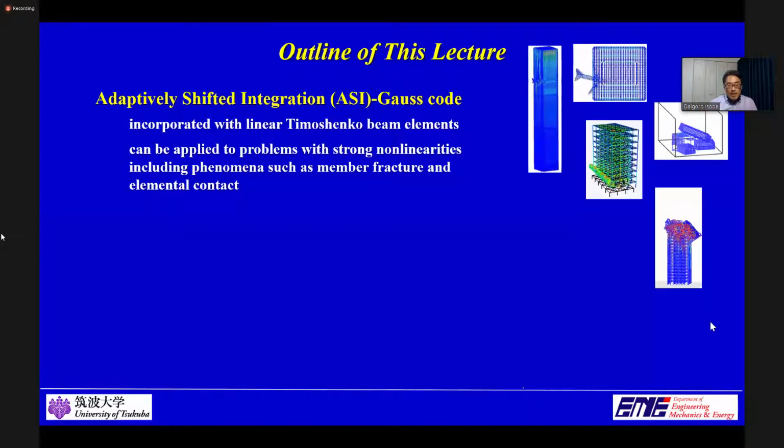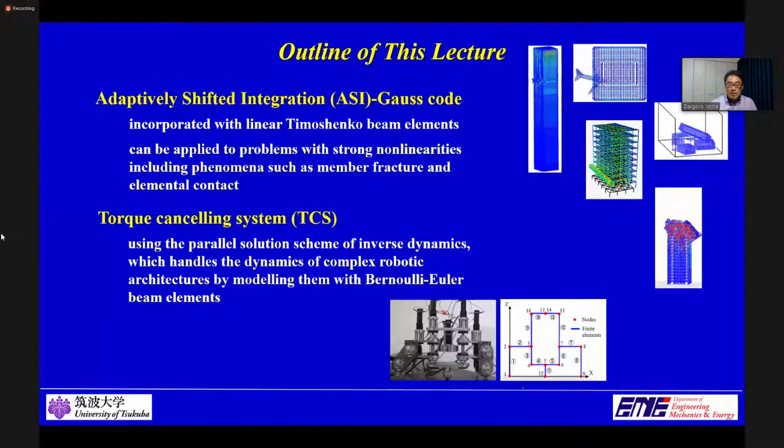Next, a torque cancelling system that stabilizes mechanical sway in quick motion robots is described. The TCS computes reaction moments generated by motors in robots by considering the precise dynamics of the whole system. The reaction moments can be computed using the parallel solution scheme of inverse dynamics, which handles the dynamics of complex robotic architectures by modeling them with Bernoulli-Euler beam elements. Some experimental results of torque cancelling are presented in this lecture.